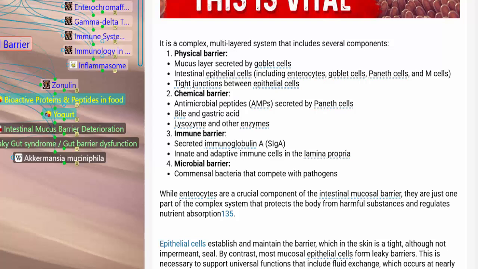There's a chemical barrier, which includes antimicrobial peptides secreted by those Paneth cells. Remember, those were down in the crypt. Bile and gastric acid, lysozyme and other enzymes. There's an immune barrier, and that consists of the secreted immunoglobulin A, and we'll get into that more specifically in our next class. There are both the innate and adaptive immune cells in the lamina propria.